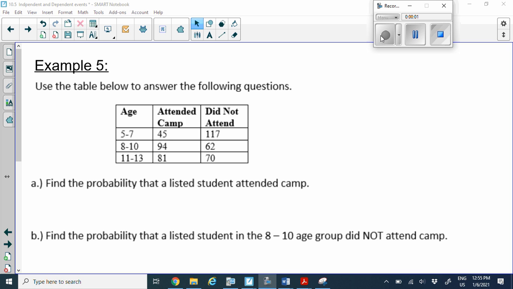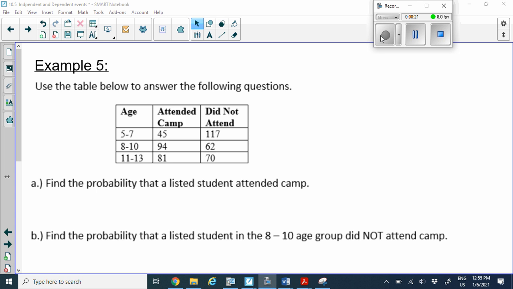Hey guys, so here is part 4 of the 10.5 notes. We are now going to use the table below to answer the following questions. We have an age group from 5 to 13 who did and did not attend camp. Part A says, find the probability that a listed student attended camp.